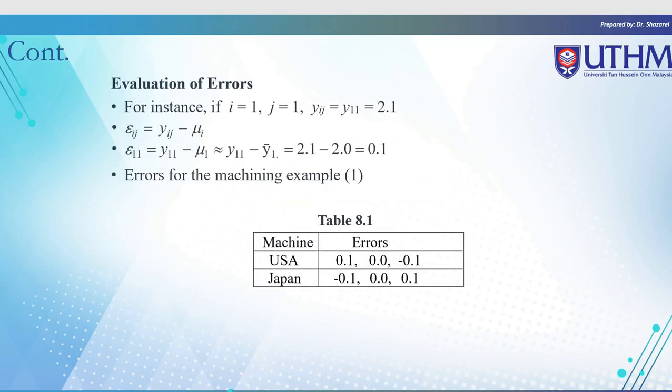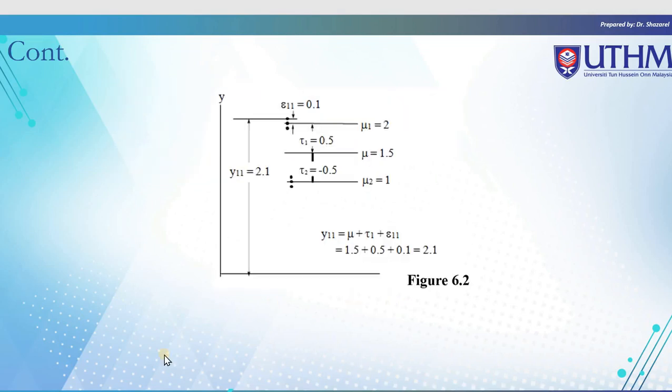Then we put them in the table of errors. So we have 6 errors, one for each observation. And from what we have calculated, we can visualize how we get the observation.